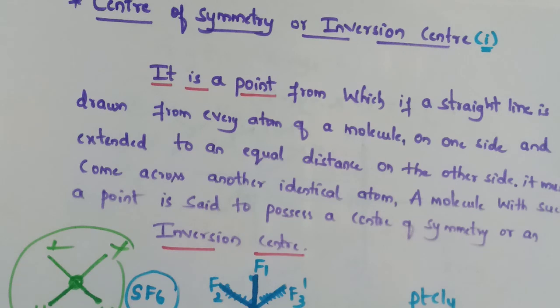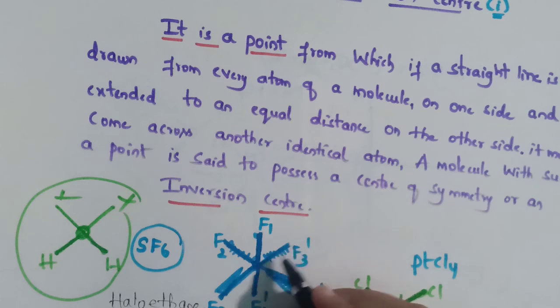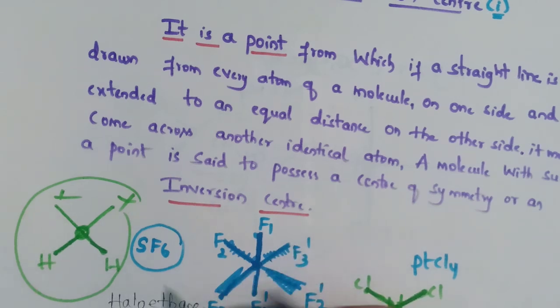The important thing here is this definition and its examples: it is a point in a molecule such that, for every atom of the molecule extended on one side and extended an equal distance on the other side, it must come across another identical atom. It means equidistance. If you are extending like this, it should come across, at the equal distance, another atom. It should be the twin of that atom. So this is known as center of symmetry or inversion center.